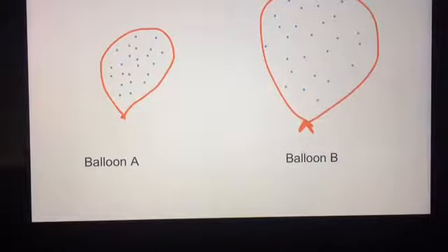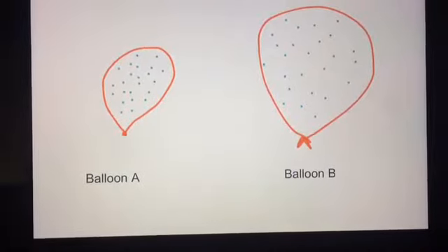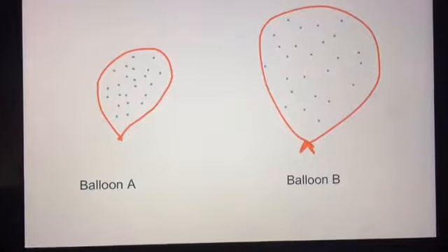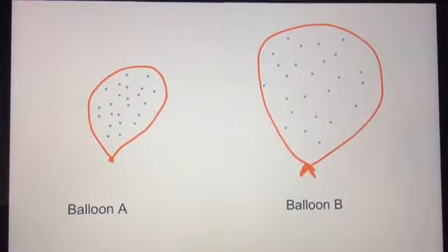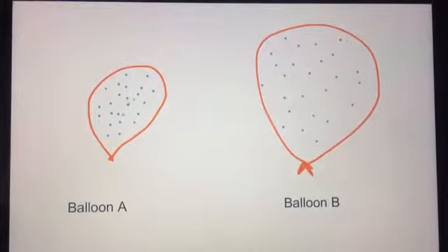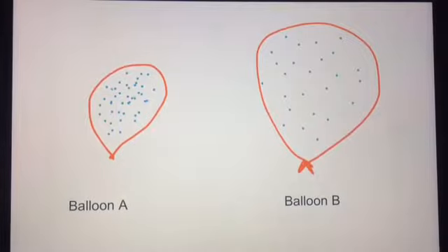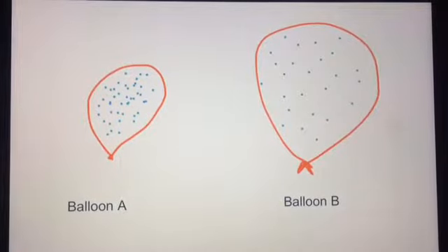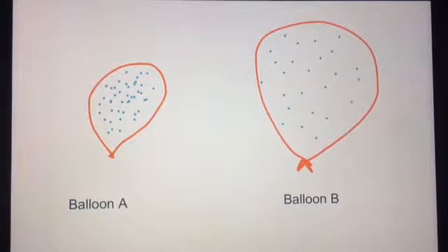Okay, so here's a real-world example that'll help explain pressure and volume more. In balloon A, we have a balloon with a smaller volume, which means, because of Boyle's law, that the pressure will be more. In balloon B, we have a balloon with a higher volume. That means the pressure will be less.